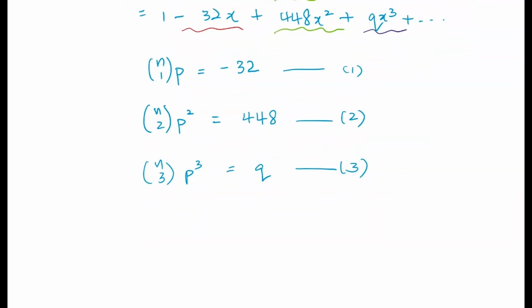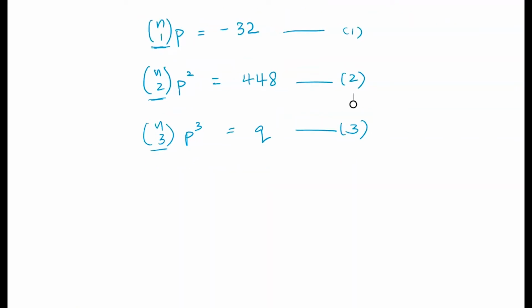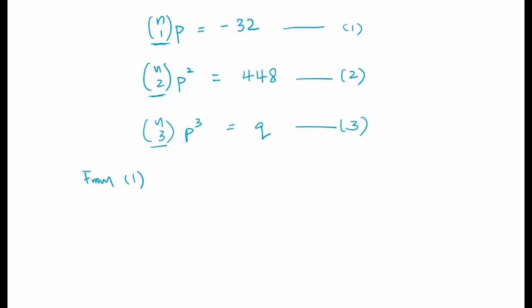But before we do that, we have to change all these nCr into fractions so that we can work with the 3 equations like any normal algebraic fractional equations. So therefore, from equation 1, if you remember, n choose 1 is just n over 1, and because there's only one factor, it's basically just n. So np equals negative 32.